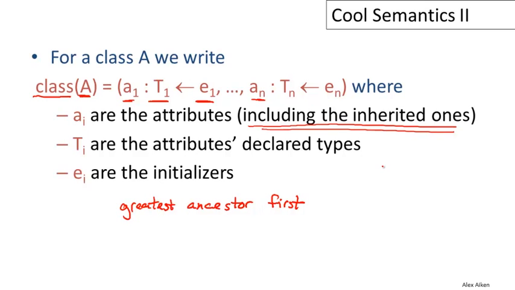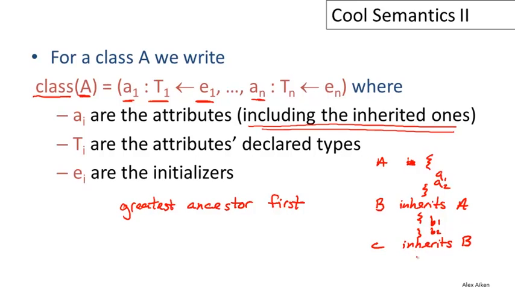Okay, what do I mean by that? Let's say that we have three classes, A, B, and C. B inherits from A, and C inherits from B. Let's say that A defines two attributes, A1 and A2, and B defines two attributes, B1, B2, and C defines two attributes, C1 and C2. Then class of C will list the attributes in the following order.